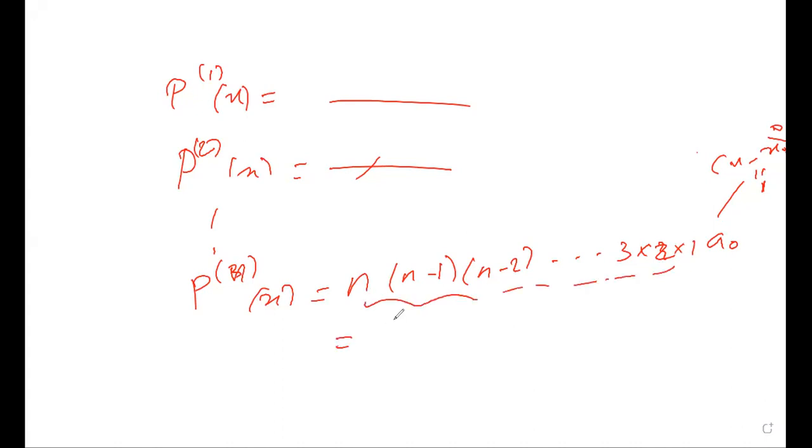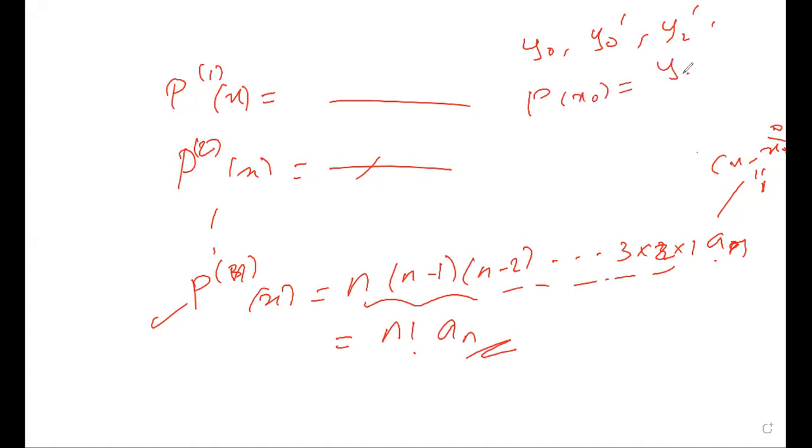So this is n into n minus 1 up to 3, 2, 1. It is n factorial, with the coefficient an. Sorry, this is an. Okay. So this is our output of Pn x. But still we are not finished. They asked to give the answer in terms of y naught, y1 dash, y2 dash, like that. So as I said, we have P x naught, which we are taking as y naught.